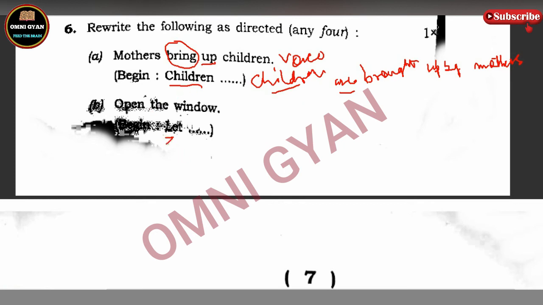Open the window. Now if you can see, you have to begin with let, L-E-T. So your answer will be, this is an imperative sentence: let the window, because you have to begin with let, no? So let the window be opened, O-P-E-N-E-D. Let the window be opened. This is your answer.